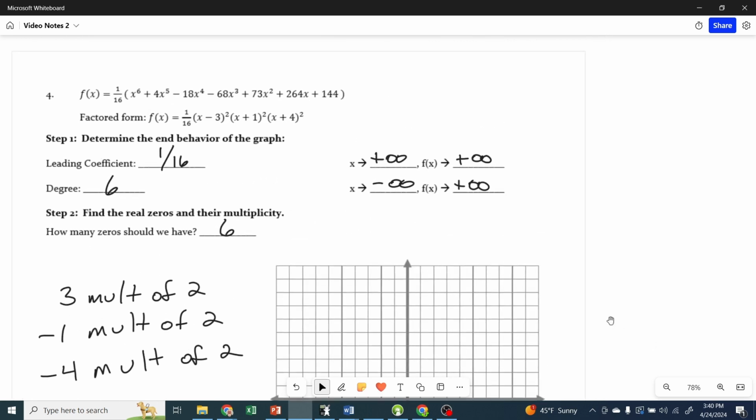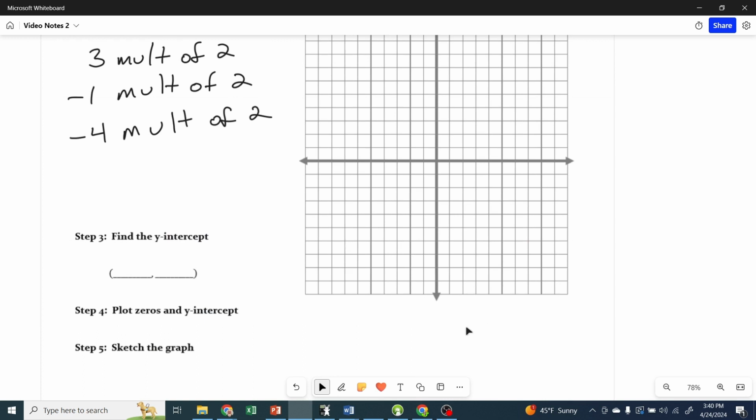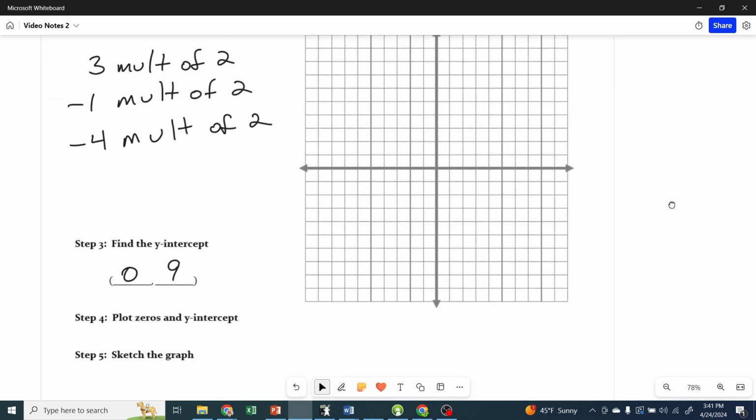So this graph and the y-intercept, well, we have to multiply 1/16 times 144. Or we can just divide 144 by 16. So that's what we'll do. We'll make life simple here. 144 divided by 16. And I get 9. So my y-intercept is at 0, 9. So let's go ahead and start graphing.